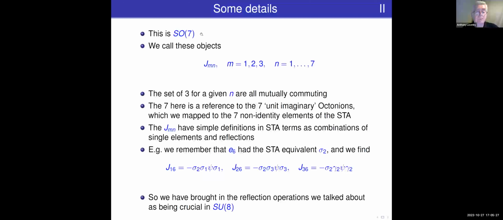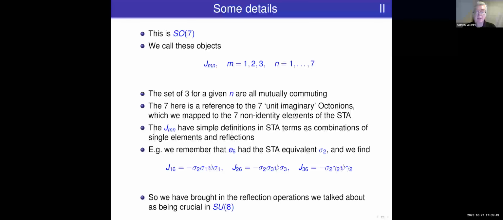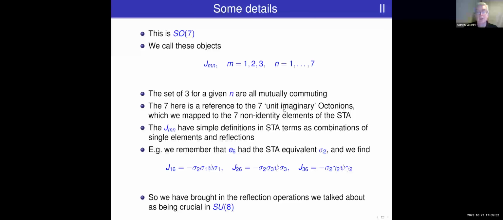So we've reached that. We call these objects J_MN, M is 1, 2, 3, N is 1 to 7, and the set of 3 for a given N are all mutually commuting, because we have 4, but we've thrown away one of them. And just a reminder, the M comes about by having discarded one of the 4. The 7 refers back to the 7 unit octonions. And it turns out these J_MN have simple definitions in STA terms as combinations of single elements and reflections.